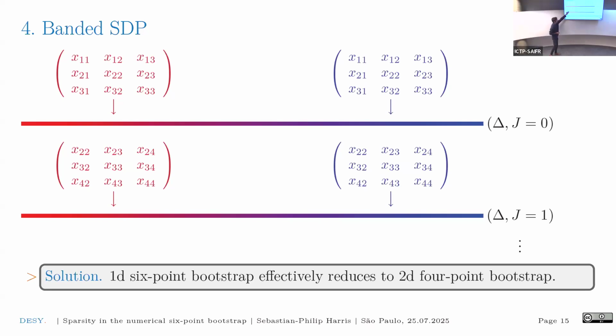Because if you didn't know that this was a six-point bootstrap talk, you would probably guess that this was me talking about some mixed correlator bootstrap in, say, 2D, where this J would have the interpretation of spin. Of course, in this context, it's not spin, it's just some auxiliary parameter.